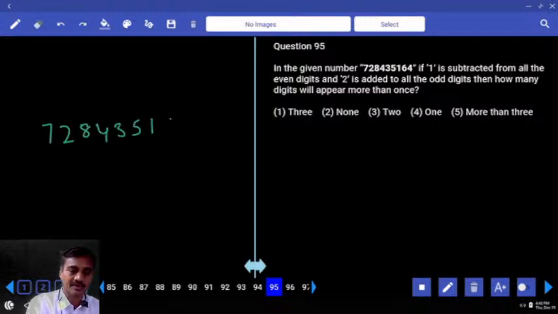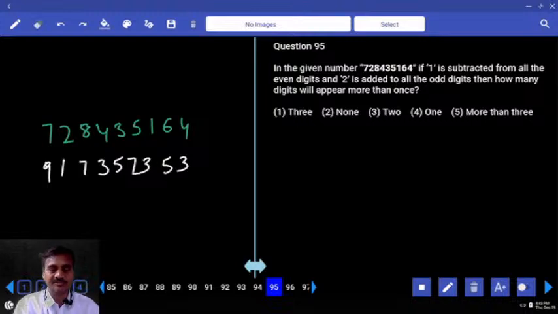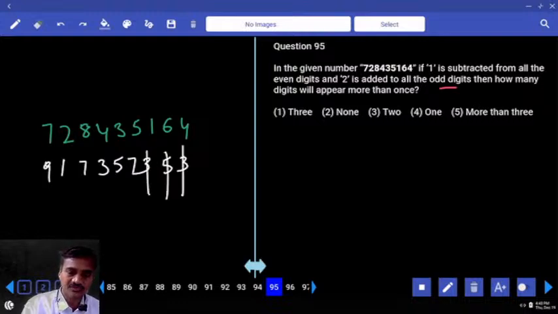7284 now is the number we have, and in the given number 1 is subtracted from all the even digits. 1 is subtracted, 7173. Now this is 5 and 3 and 2 is added, this is 9573. Then how many digits will appear more than once? Now 3 appears twice, 5 appears twice, 7 appears twice, isn't it? There are 3 digits that appear more than once, choice 1, 95.